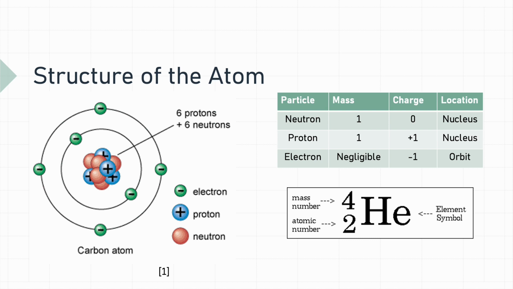The nucleus can be described by the atomic number known as Z and the mass number known as A. The atomic number indicates the number of protons in the nucleus, so for helium that's 2. The mass number indicates the number of protons and neutrons in the nucleus, so for helium that's 4. That's why we can get the following equation: mass number A is equal to atomic number Z plus number of neutrons N.